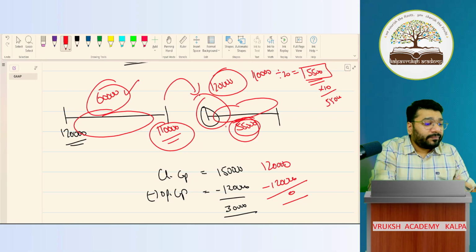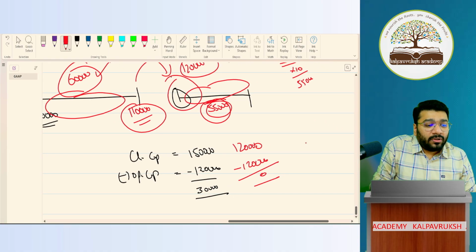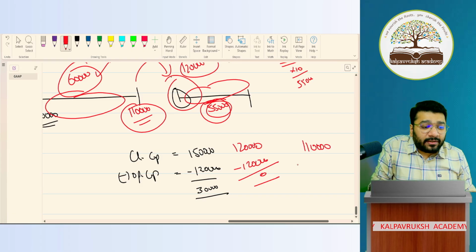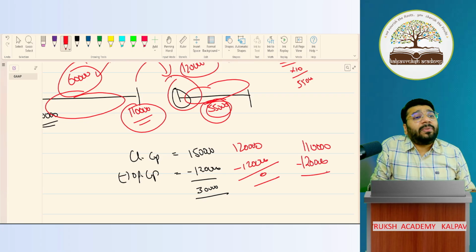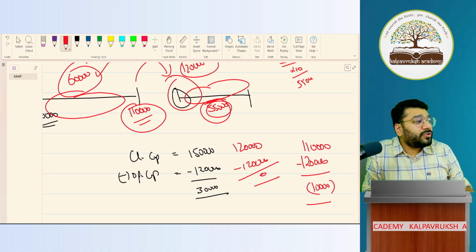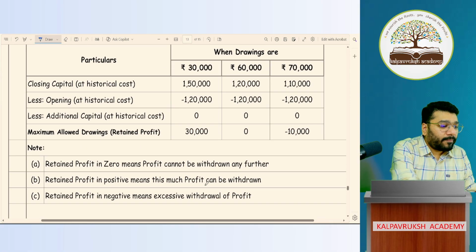Okay, not okay? So here, in the third scenario, 1,10,000 is closing capital. But what is the opening capital required in the beginning of next year? 1,20,000. So how much extra capital have we withdrawn? 10,000 rupees. So it is going in negative. So going in negative is good or bad? Bad.